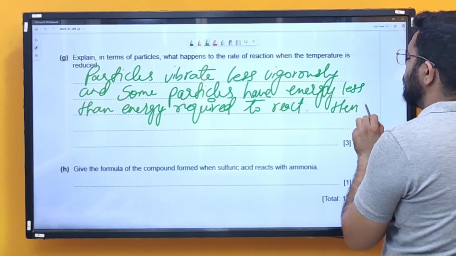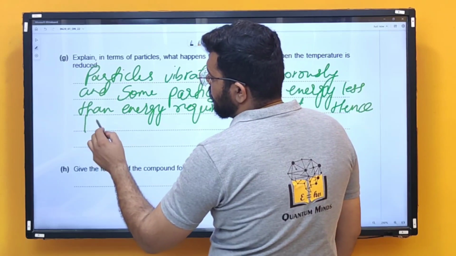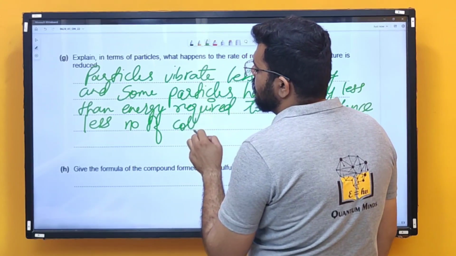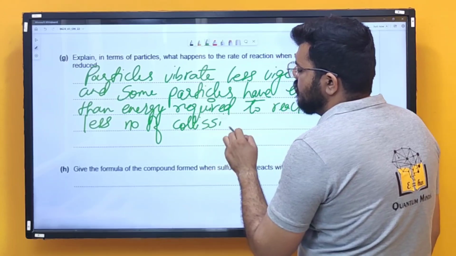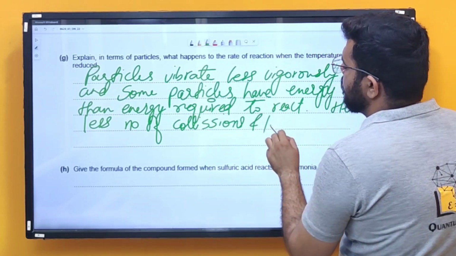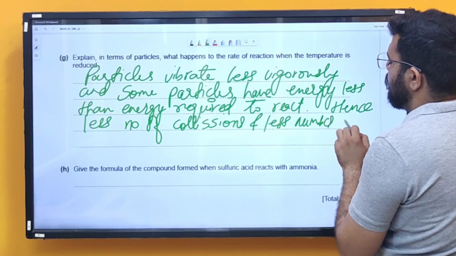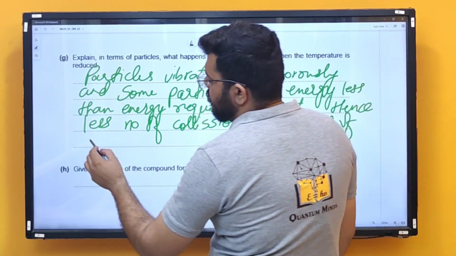Hence, a smaller number of collisions and a smaller number of successful collisions.